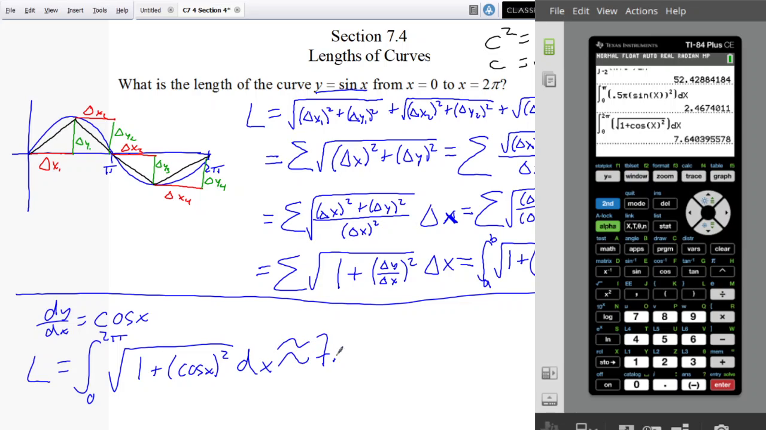Approximately 7.640 units. Again, since we don't have a length here, we're just going to say 7.640 units. Now looking at this, we started off by saying that the answer has to be bigger than 2 pi. Just some quick error checking allows me to see, yes indeed, this is bigger than 2 pi, because 2 pi is 6.28 something or other. Which just makes sense. This should be bigger than the linear distance.